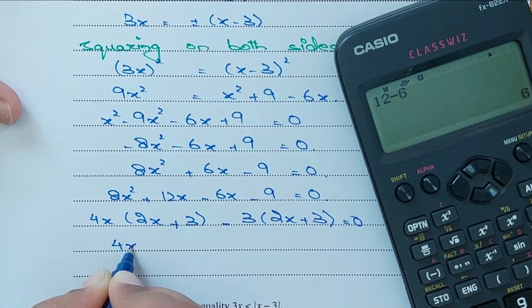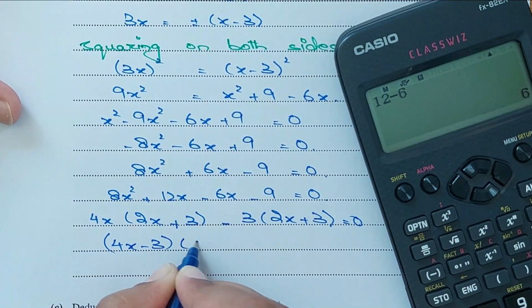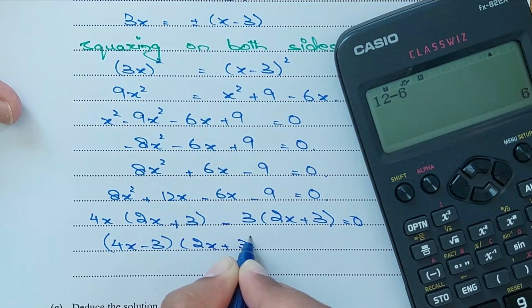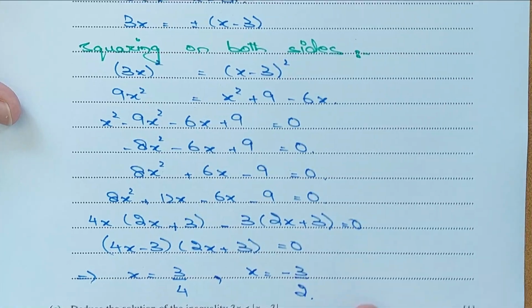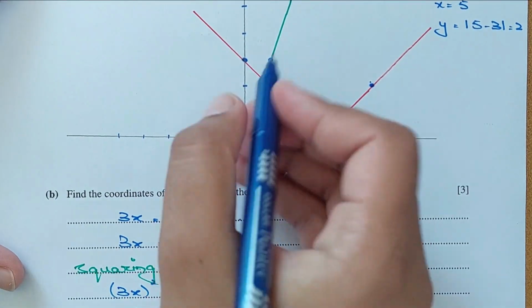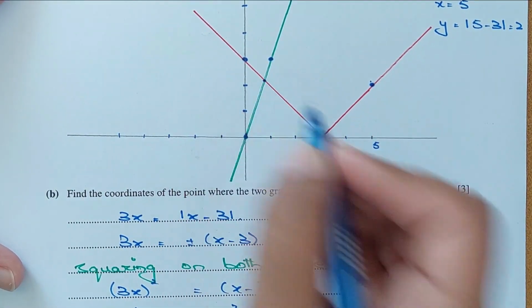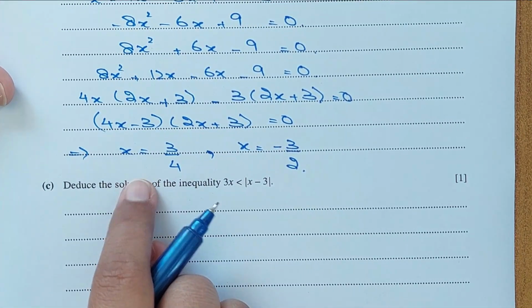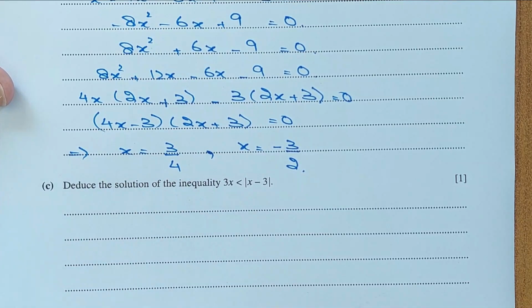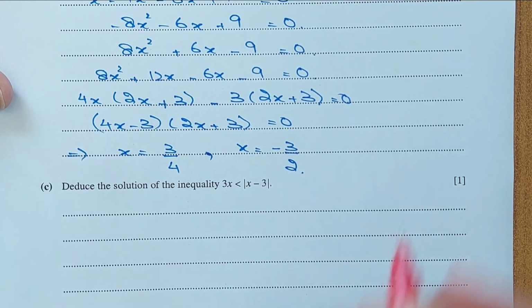So the two factors are 4x - 3 and 2x + 3 equals 0. So the two values of x are x = 3/4 and x = -3/2. We are not considering the negative one because, as you can see, the point of intersection lies when x is positive and y is also positive. So we have to consider the x value, which is 3/4. This is the only solution.